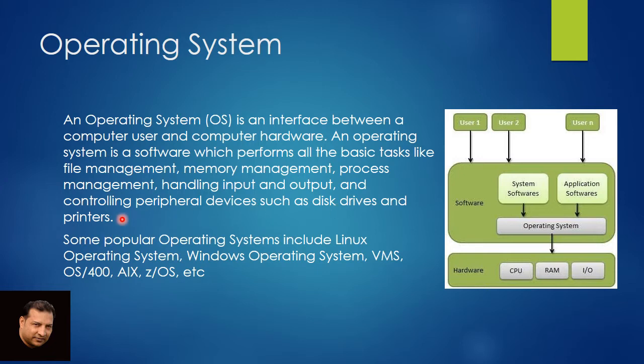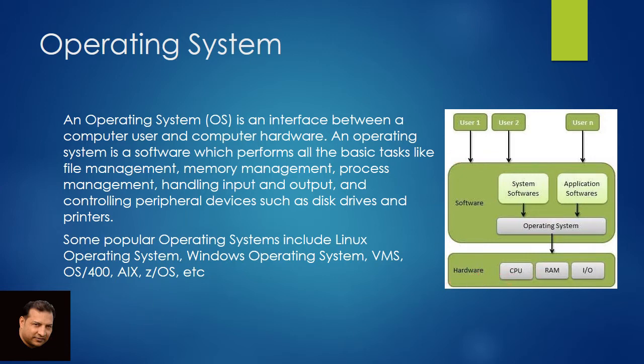So let us see here. An operating system is an interface between a computer user and computer hardware. It is a software which performs all the basic functions like file management, memory management, process management, handling input and output, controlling peripheral devices such as disk drives, printers, etc. Some popular operating systems include Linux, Windows, VMS, OS 400, Android, etc.